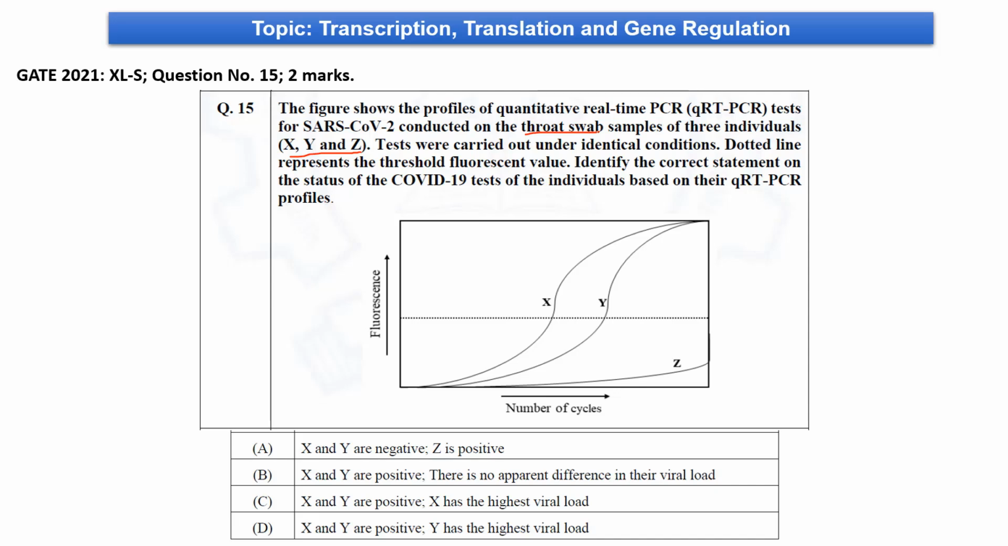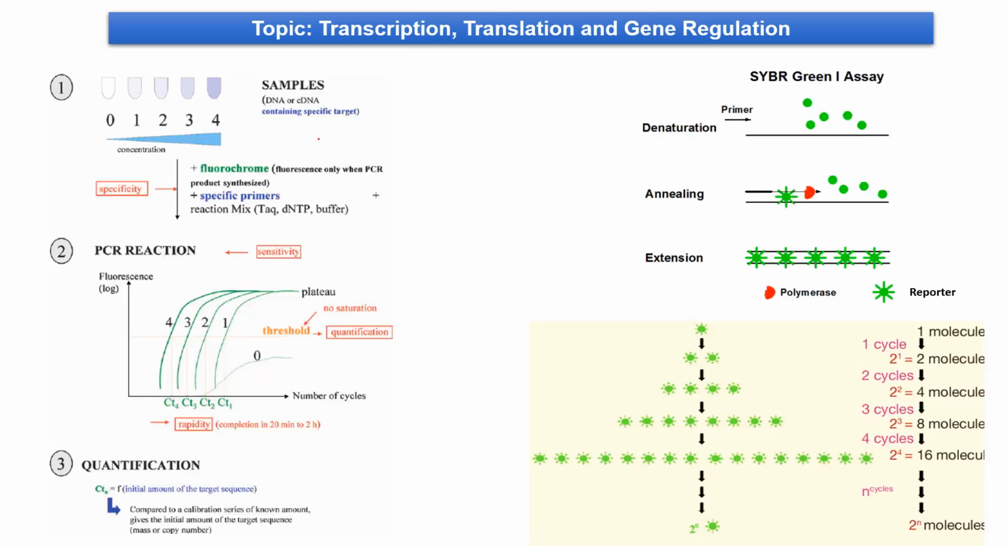For the quantitative real-time PCR, we take the throat swabs, isolate the RNA from the throat swabs, convert it into cDNA, and then we perform QRT-PCR to quantify the amount of cDNA, or amount of viral load, which is present in the sample or in the individual. Because it is real time, it gives the fluorescence or quantitation value in real time, and to do that a fluorochrome is added.